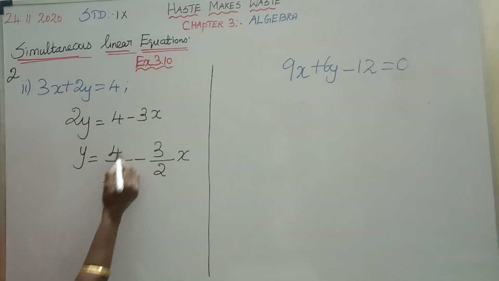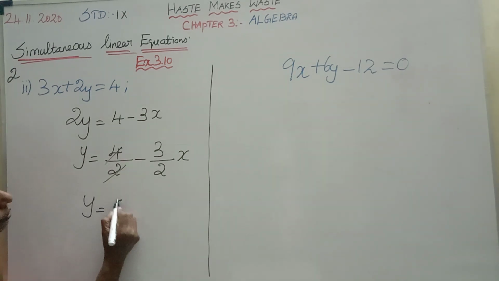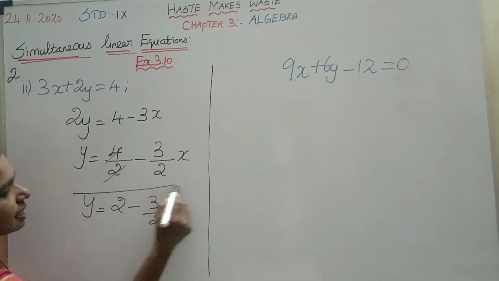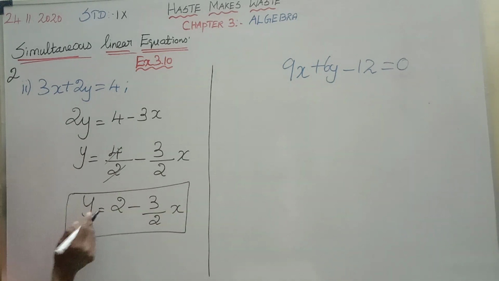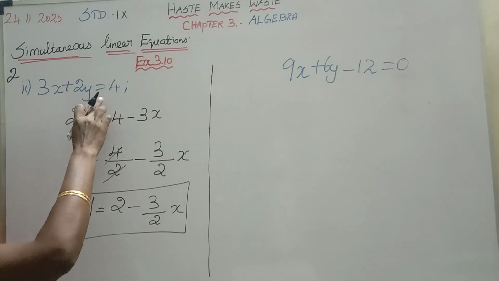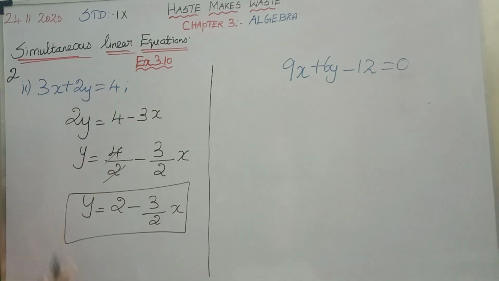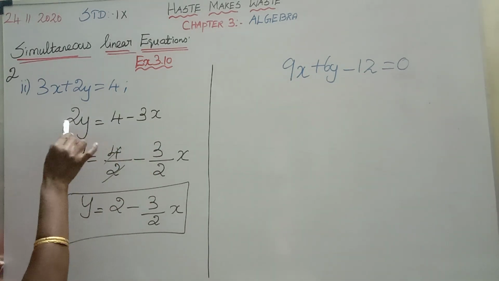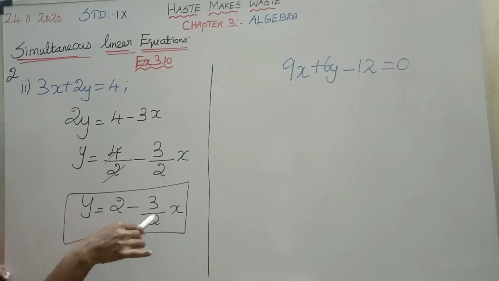Okay, so cancel this, what will come? So y equal to 2 minus 3 by 2 of x. This is the standard form of the straight line. Now we have converted this from the form ax plus by equal to minus c into y equal to mx plus c form. So 2y equal to 4 minus 3x, and you take the 2 to the denominator, cancel it.